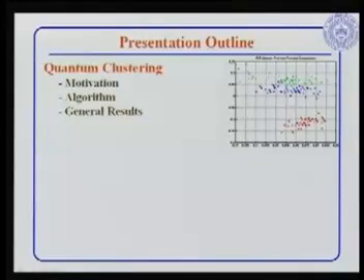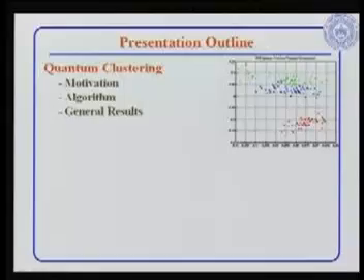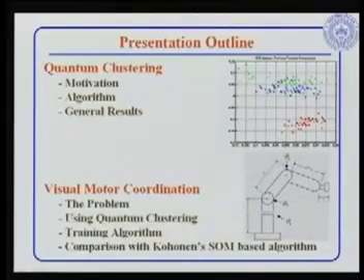Presentation outline. We will be talking about quantum clustering. Earlier we did the clustering using the Kohonen self-organizing map. We have also discussed the meaning of clustering in general. Now we will be talking about quantum clustering: the motivation, the algorithm, general results, and then we will apply this quantum clustering to visual motor coordination, which you have already discussed in the last class. The problem of visual motor coordination using quantum clustering, a training algorithm, and comparison with the Kohonen based algorithm.